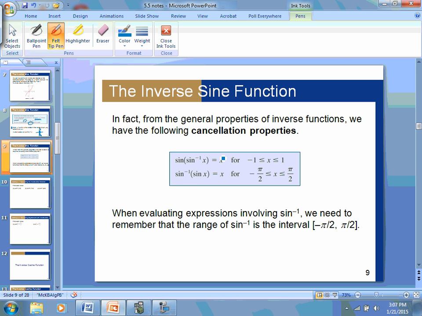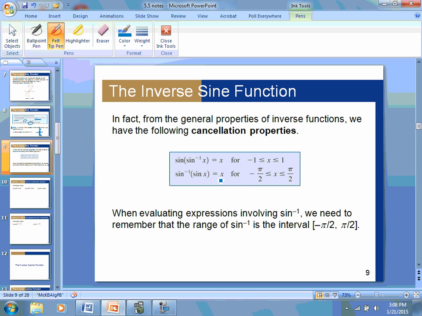Okay. And if it's flip-flopped, where you're taking the inverse sine of a sine of x, if this x value that you're just taking the normal sine of is between negative pi over 2 and pi over 2 on the unit circle, then again, you can just cancel those values and x will be your answer. So that's a little bit of a shortcut that we want to be aware of and pay attention to because that can save us some time.